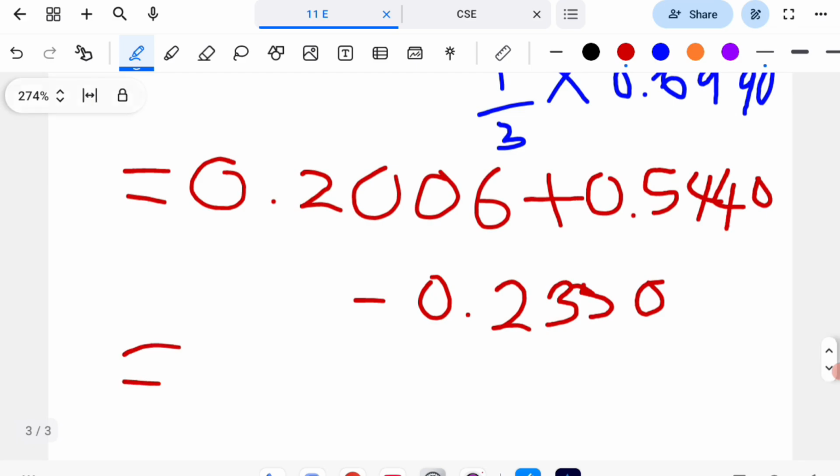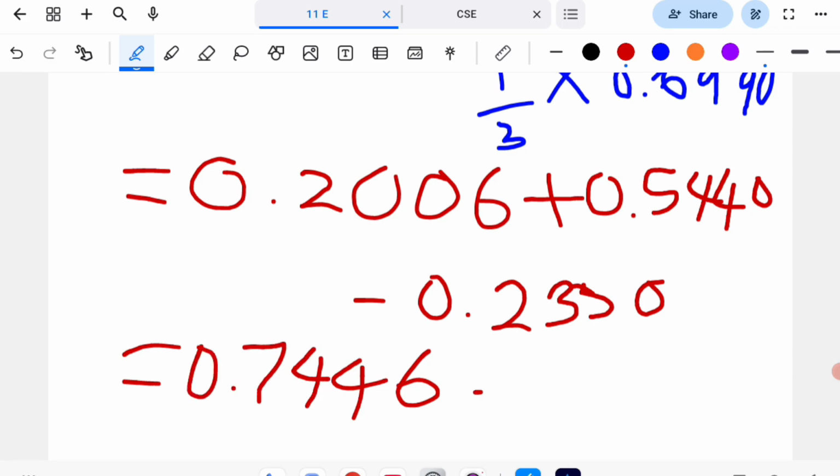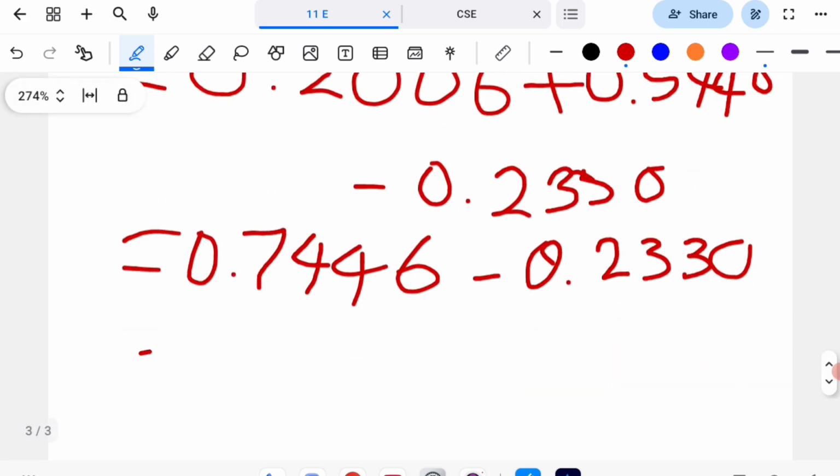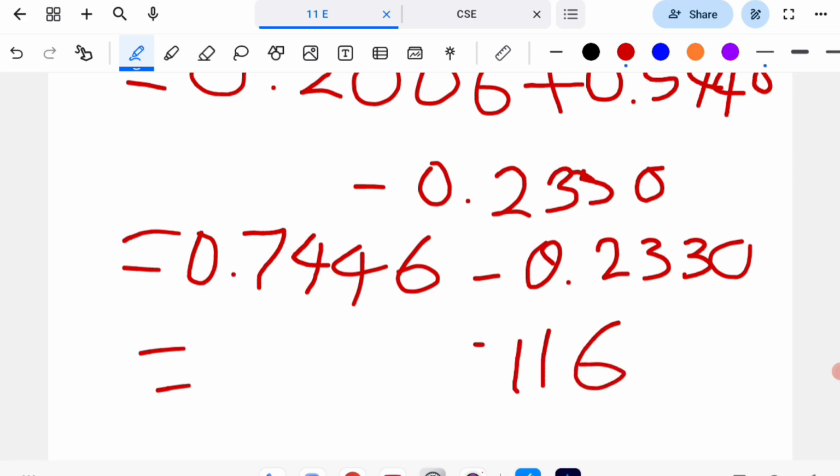6 plus 0, 6. 0 plus 4, 4. 0 plus 4, 4. 2 plus 5, 7. 0 point. Minus 0.2330. Then we can subtract. 6 minus 0, 6. 4 minus 3, 1. 4 minus 3, 1. 7 minus 2, 5. 0. It is log R.